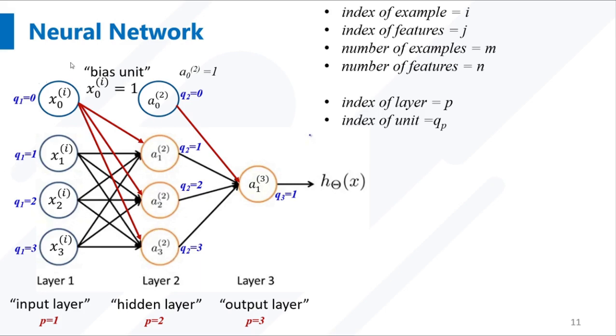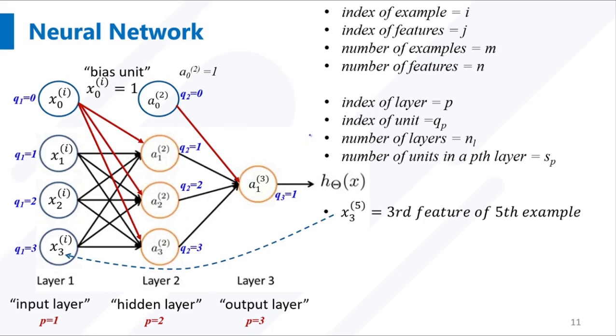In this case, incidentally, the number of units is the same in the input layer and hidden layer, but it may not be the case in every example. Number of layers is NL. For example, in this case, there are 3 layers, so NL will be 3. Number of units in the pth layer is Sp. How many units are in a certain layer is defined by Sp. For example, S1 means the number of units in the first layer is equal to 3.